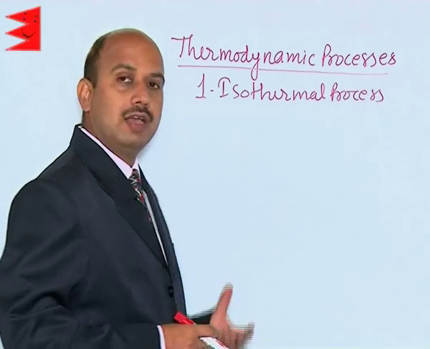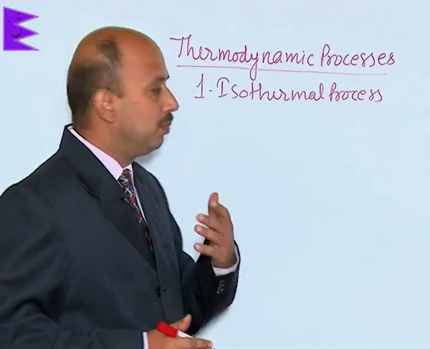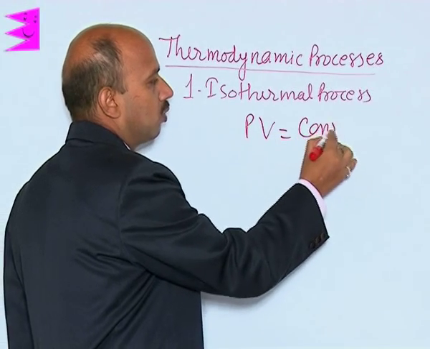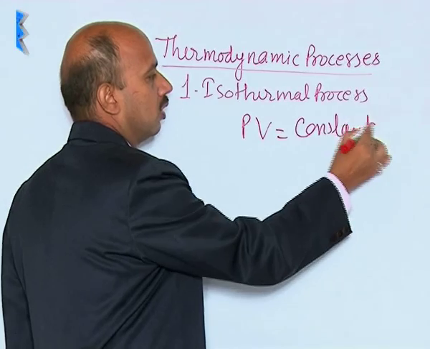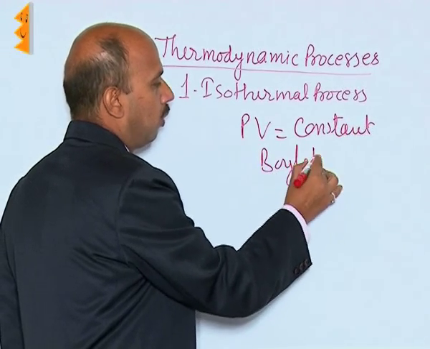Now, in an isothermal process, temperature remains constant. So, the relation between pressure and volume can be given as PV equals constant. This is also known as Boyle's law.